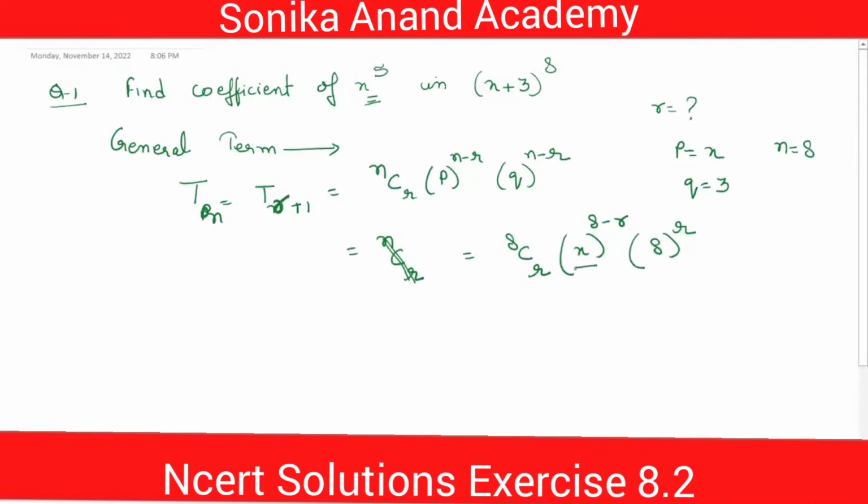Now here we have this x. It doesn't have x, this is a constant 3. So we equate x to the power 8 minus r with this coefficient, x to the power 5. So comparing the exponents, indexes, we have this. So value of r becomes 3.